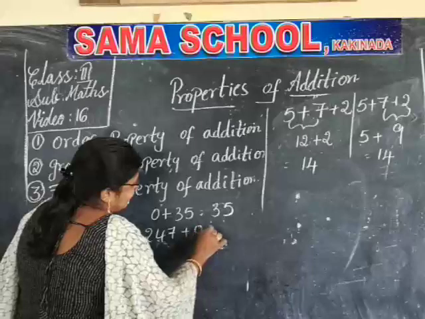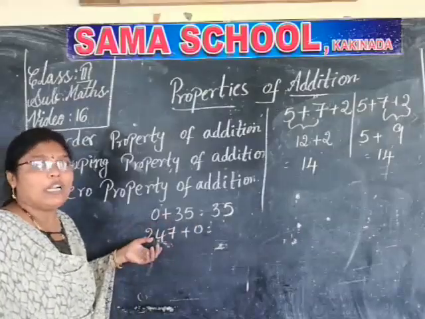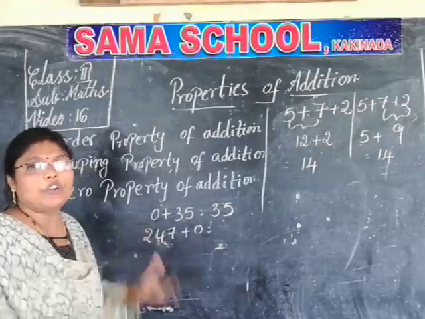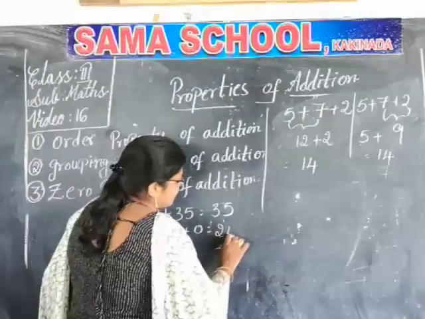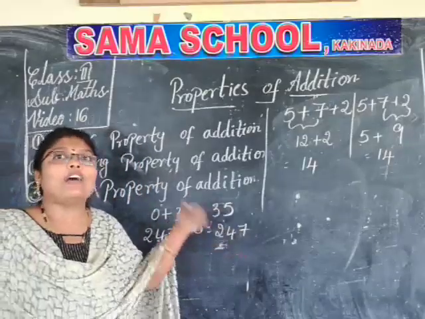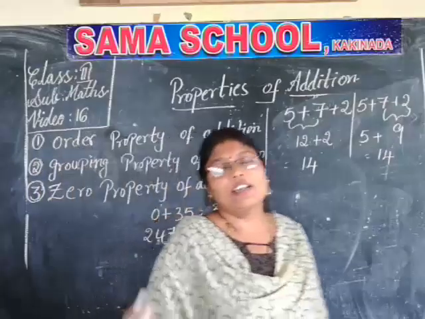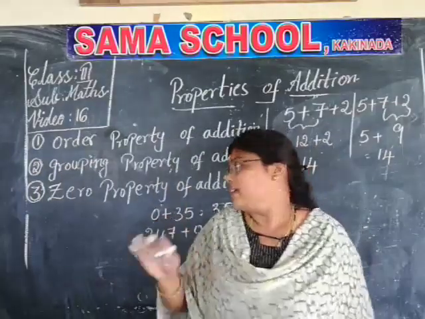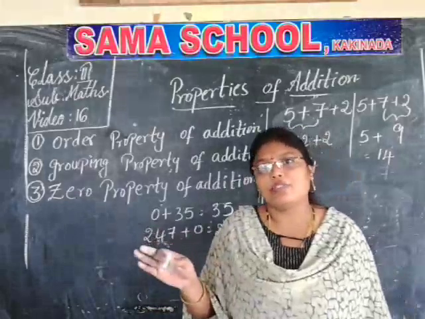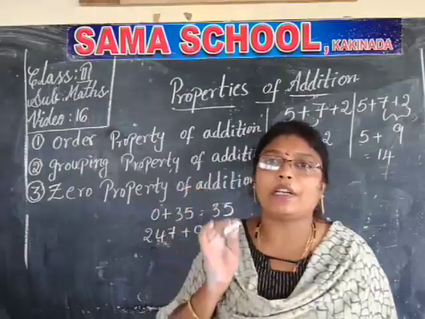Or 247 plus 0. You have added 0 to 247. That means you did not add anything. Then how many will you have? 247. However large or big the number is, if 0 is added to it, the answer will be the number itself. So children, do you understand all these three properties of addition?